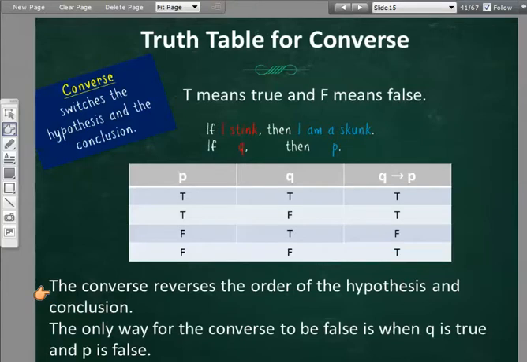So the converse reverses the order of the hypothesis and conclusion, and the only way for the converse to be false is when Q is true and P is false. The LMS shows these tables together and it'll help you understand it better. And remember, this is what your converse table will always look like. Okay? Regardless of the example, your converse truth table will always look like this.